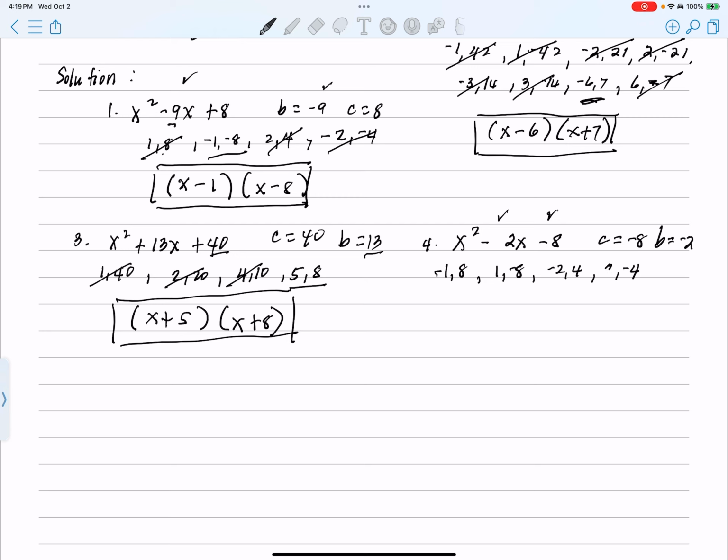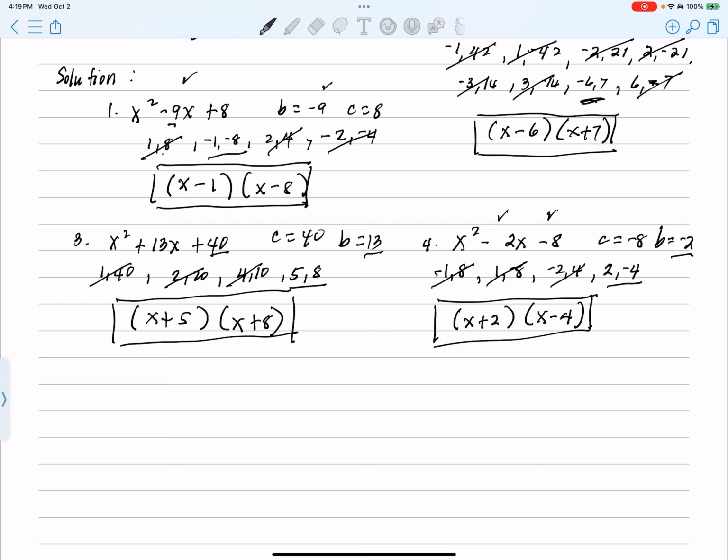Right? So when we add, be sure we come up with a negative 2, which is our b. So negative 1 plus 8, that's positive 7. 1 plus negative 8, that's negative 7. Negative 2 plus 4 is giving you a positive 2. 2 plus negative 4 is giving you a negative 2. So we found our pair. So that means our factors are x plus 2 and x minus 4. All right.